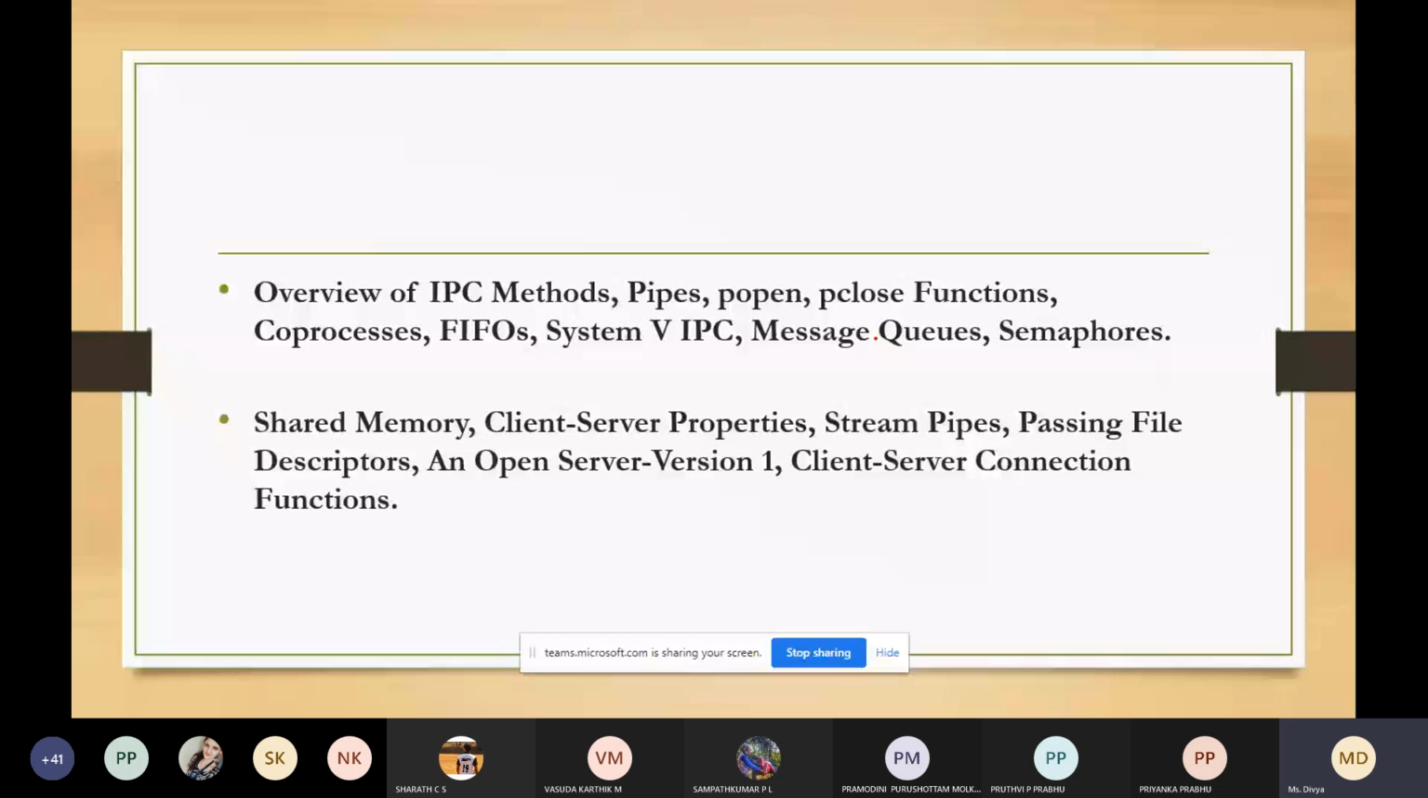Then you have two more chapters under this module. Moving on to the second chapter, which is about IPC. IPC stands for Interprocess Communication. Here we'll be discussing the different ways processes can communicate, what different functions we have, and what different modes or methods we have for interprocess communication. That is chapter 4 from the Richard Stevens textbook.